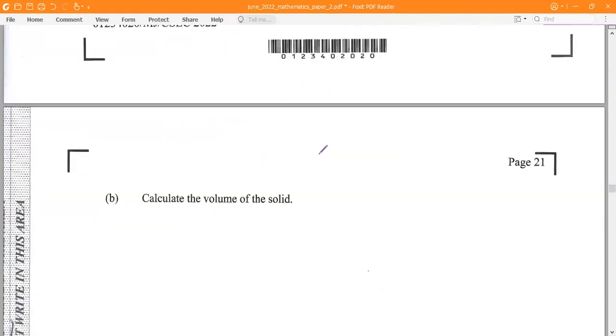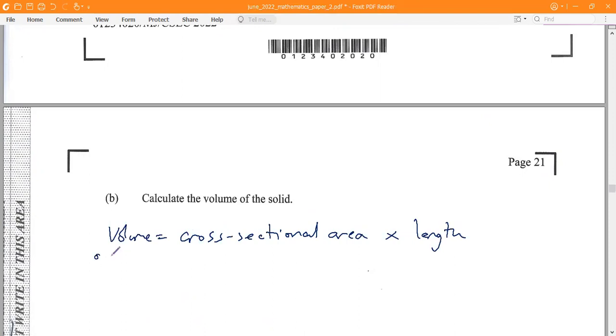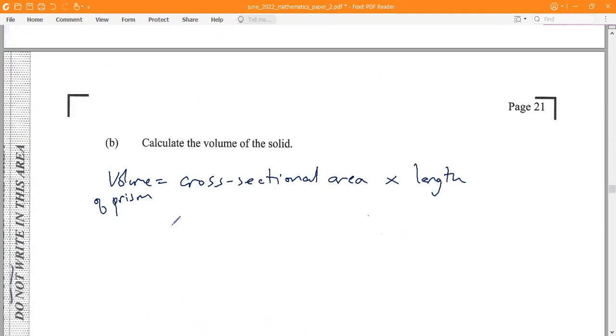Moving on, calculate the volume of the solid. So we need to get the cross-sectional area, then multiply that by the length. That will give us the volume of this prism. There's a constant cross-sectional area, so it's the cross-sectional area of the prism multiplied by length.